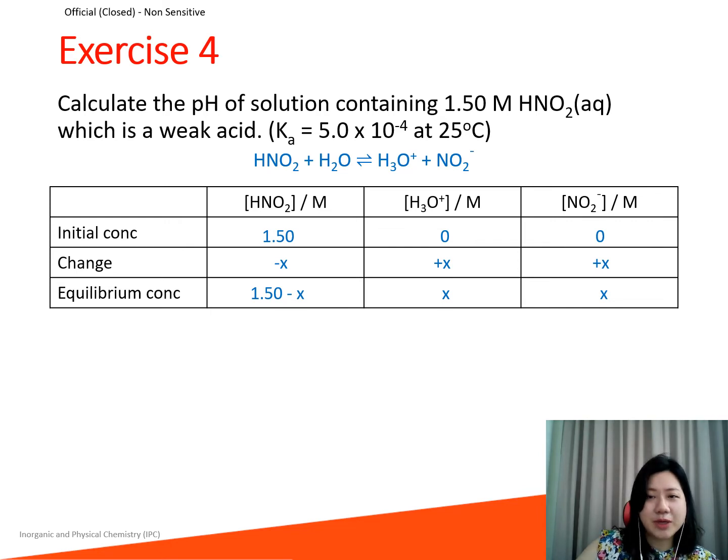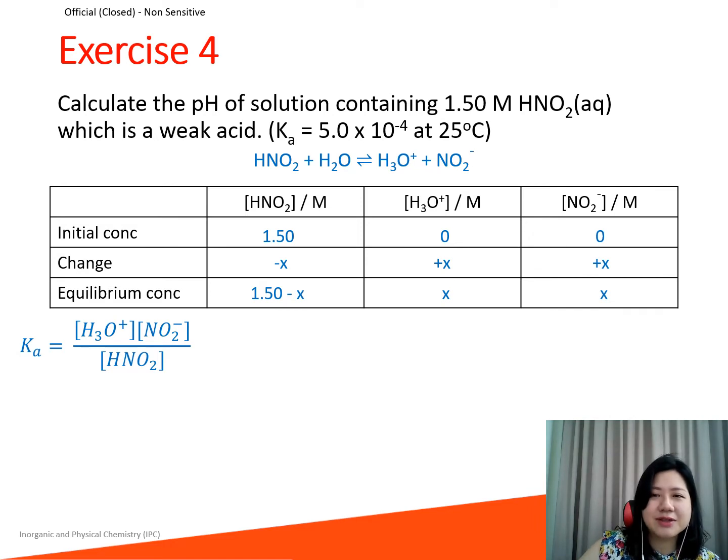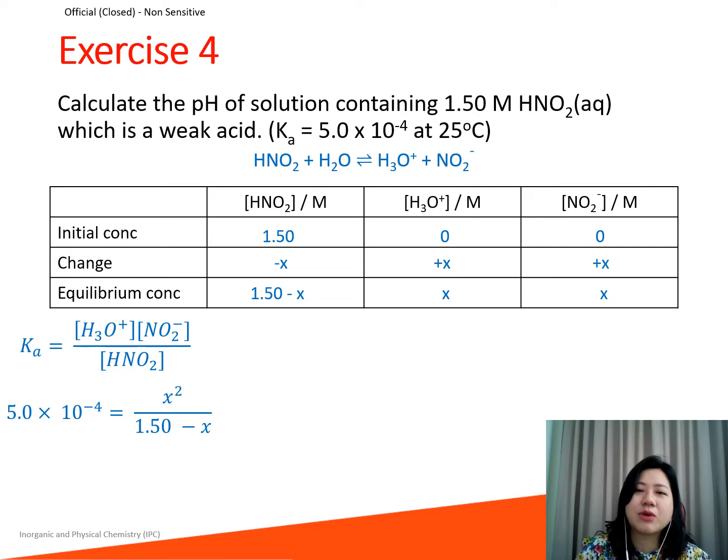Now let's write the equation for calculation of Ka. Then let's sub the values that we have into the equation. Now we end up with a quadratic equation, which has x squared and x. If you like, you can solve for x using the quadratic formula. This would give you an accurate value for x.